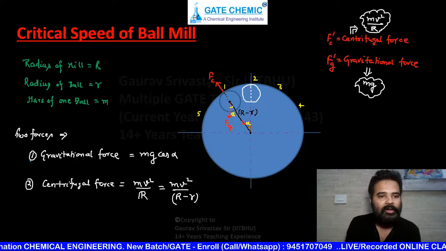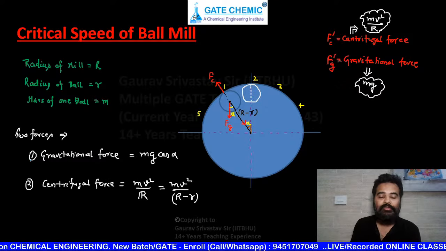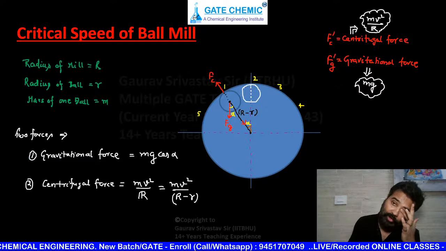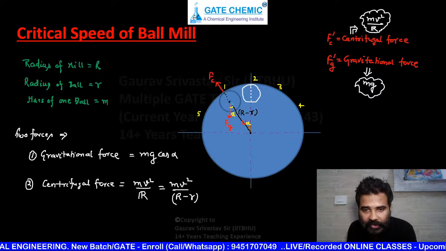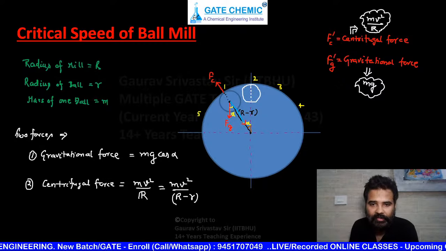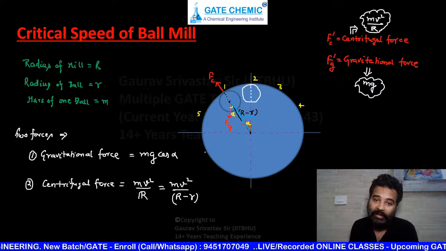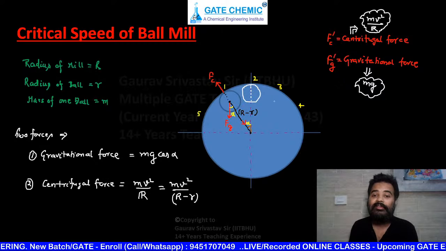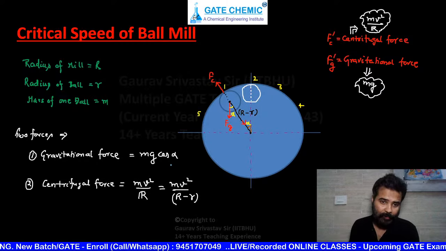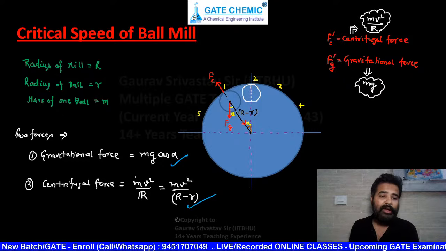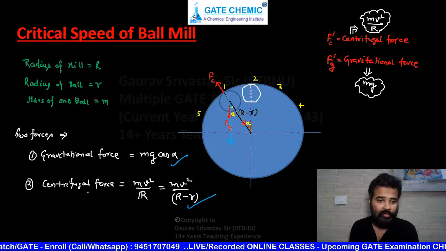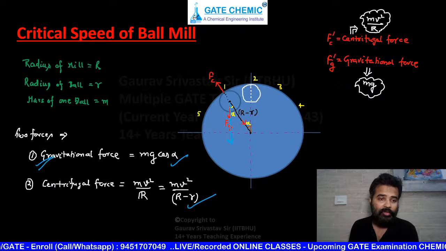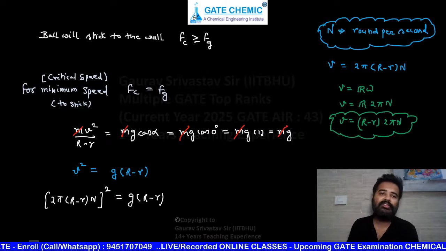Critical speed of the ball mill, very easy. Gravitational force is mg cos alpha. Centrifugal force is mv square by r. But here, what is the r? This is the respective radius, so it is R minus r. So you write these two, and if you want the ball to fall down, then this force will be more than this force. We did this in the derivation.